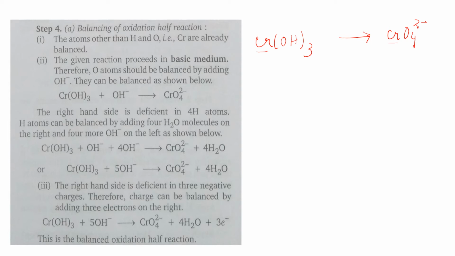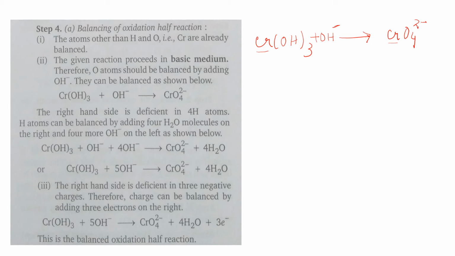Now this reaction is going on in the basic medium. For basic medium, oxygen atom is balanced by adding OH- ion in the side which is deficient of oxygen atom. Now in the left hand side we are having 3 oxygen atoms and in the right hand side we are having 4 oxygen atoms. So left hand side is deficient of 1 oxygen atom. So what we have to do, we have to add 1 OH- ion in the left hand side.